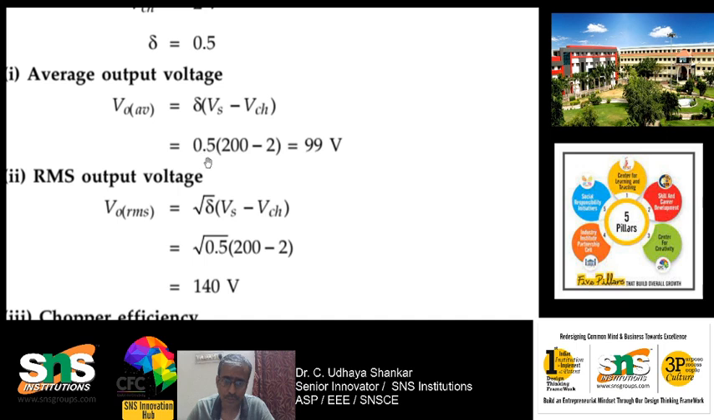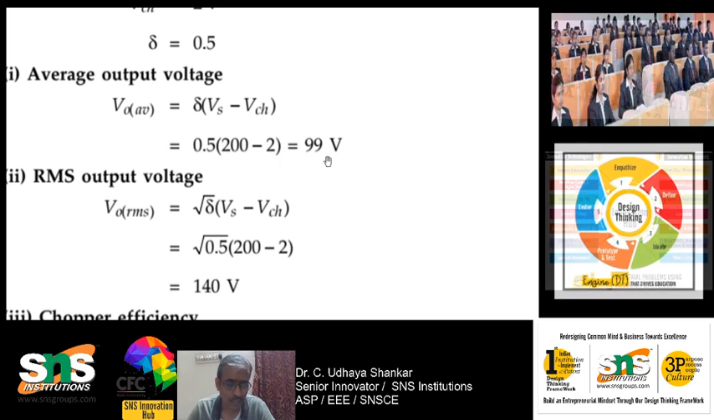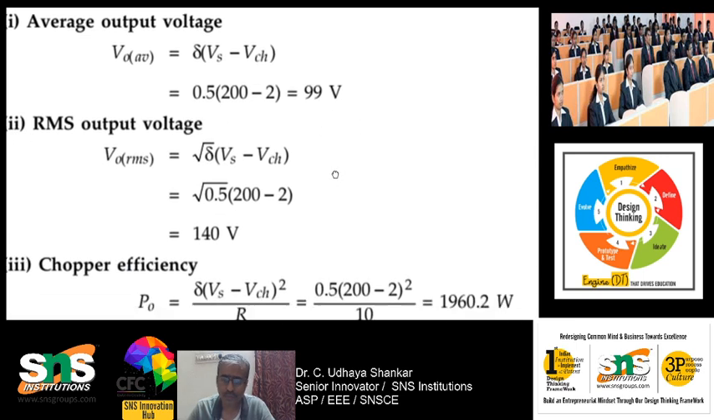So the duty ratio is 0.5. The supply voltage is 200 minus 2. So you just calculate, and the output voltage will be exactly 99 volts. So if you operate the chopper at 0.5, that is 50% duty ratio, and if you give the input voltage of 200 volts, then the output voltage will be 99 volts. So by adjusting the duty ratio, you can adjust the output voltage. That is the chopper concept.